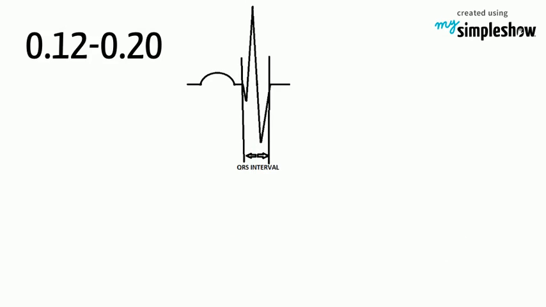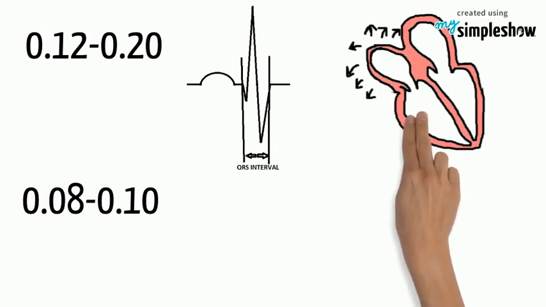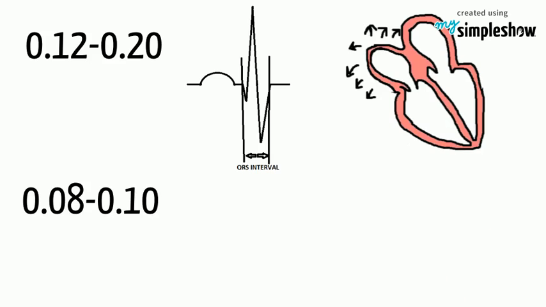The QRS interval is measured from the beginning of the Q wave to the J point. Normal duration is around 0.08 to 0.10 seconds. Atrial repolarization occurs in this period.